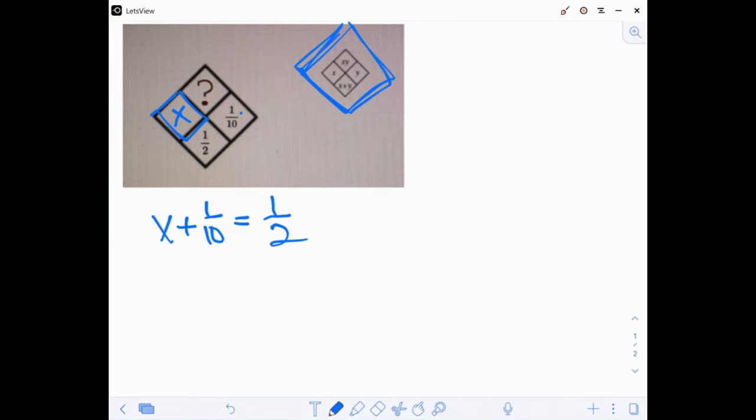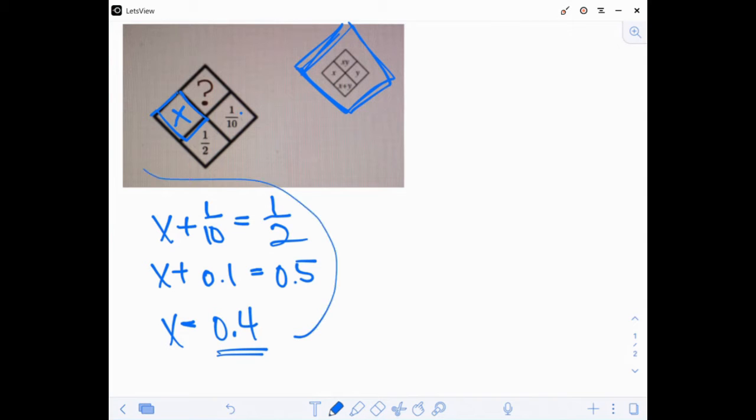Just to deal with these fractions, I'm going to make them a little bit easier. I'm going to say x plus 0.1 equals 0.5. I just converted my fractions to decimals. So what plus 0.1 equals 0.5? Well, x has got to be 0.4. 0.4 plus 0.1 equals 0.5. So that's there. So let's fill this in.